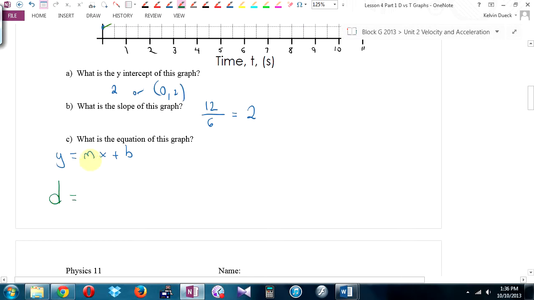The letter M in math is slope. What did we say the slope was? 2. I'm not going to write x. What letter did I use on the x-axis? T. What was the y-intercept? 2. Sorry, too many 2's in this question, but that's just the numbers I made up. It's a fluke. D equals 2t plus 2.